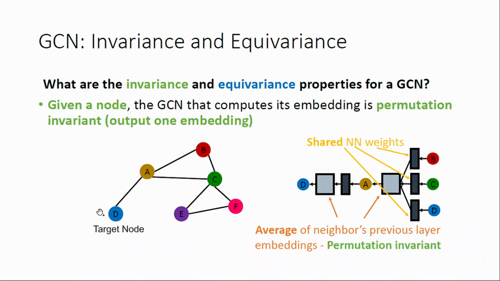So if we consider a single target node, D, regardless of how we label D, or how we label all of these nodes with different letters, it's always the same computation graph, right? This can be E and this can be E, but the color of this graph remains always the same. So regardless of how you change things, the node embedding of this blue dot remains the same.